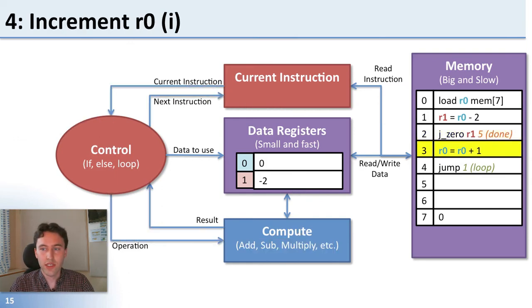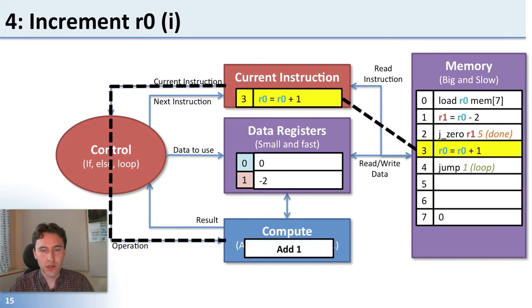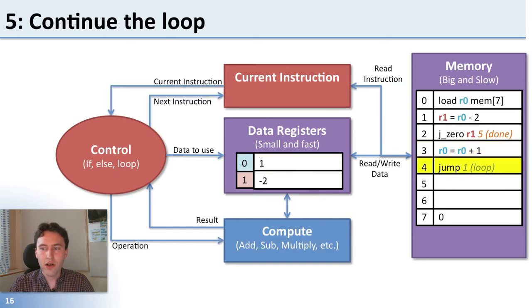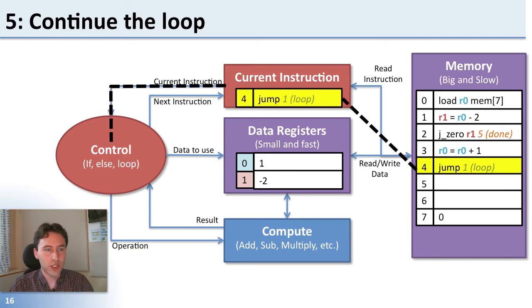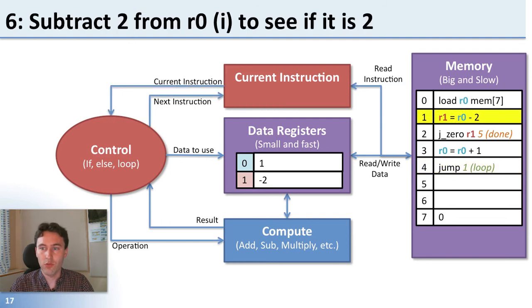So we go on to our next instruction, which is instruction 3, and now we're going to add 1 to R0. So we load this instruction. The control now is add 1. It takes the data from R0, adds 1 to it, and stores the new value back in R0. Now R0 is 1. Then we go on to our next instruction. Our next instruction is a jump. This says to continue the loop. So we load this instruction. It tells the control what to do. All the control needs to do is say, okay, the next instruction is to jump to instruction 1, and now we go back to instruction 1.